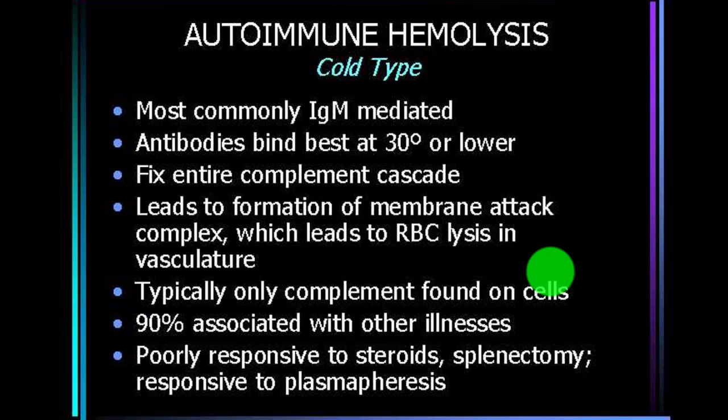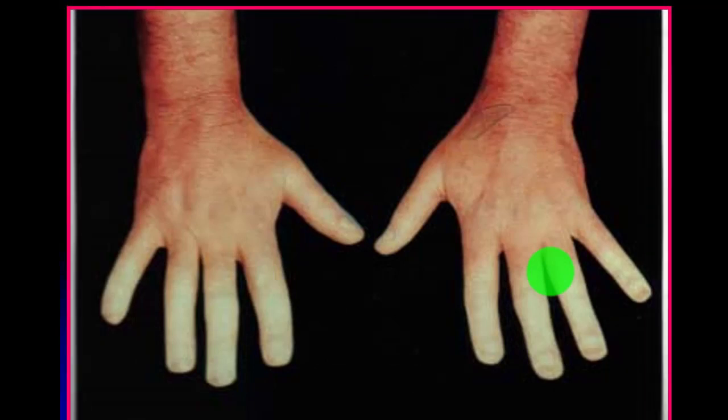Cold autoimmune hemolysis: most commonly IgM mediated, antibodies bind best at 30 degrees or lower and fix the entire complement cascade, leading to formation of the membrane attack complex, which leads to RBC lysis in the vasculature. Typically only complement is found on cells, 90% associated with other illness, poorly responsive to steroids and splenectomy, responsive to plasmapheresis.